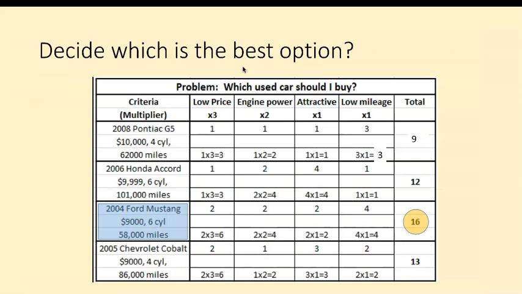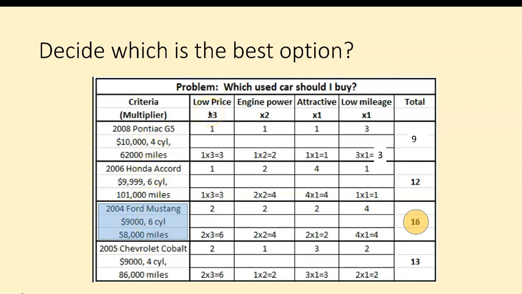Now I've created a chart for the cars. I used Excel spreadsheets, so it doesn't look exactly like your chart, but I think we can still use it and you'll get the idea. I've already completed it, and the criteria runs across the top here, obviously. The problem is, which used car should I buy? You have low price, engine power, the attractiveness, and the low mileage. And so again, the multipliers were times 1 for the 2 least important things, times 2 for engine power, times 3 for low price. And then I've got my alternatives listed here, the 4 vehicles.